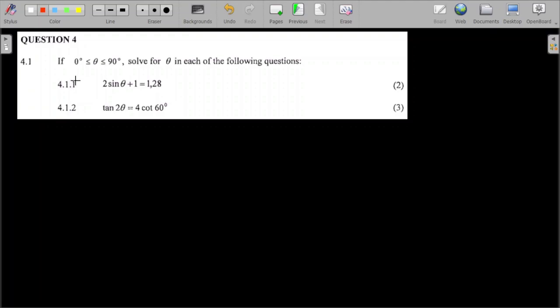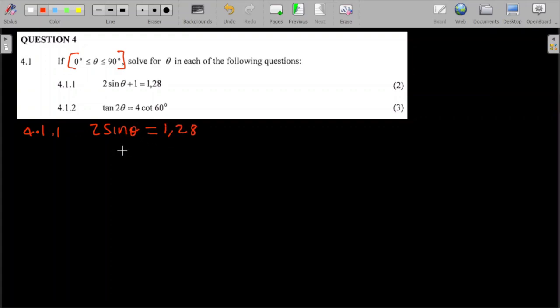So we're doing grade 10 revision based on Question 4. Now let's get into it. Here they're telling us that from 0 degrees to 90 degrees, which is a restriction they're giving us, solve for theta in each of the following questions. So 4.1.1: 2 sine theta + 1 = 1,28.